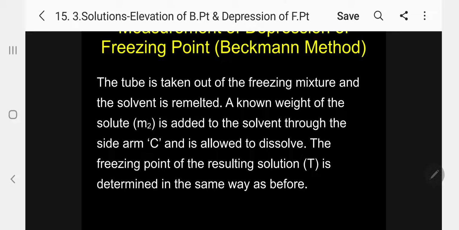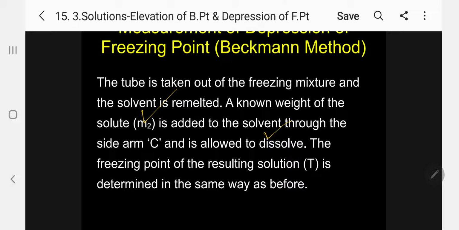Cool it. And now, a known weight of solute, M2 gram, is added through the side arm into the inner tube, and is allowed to dissolve with the stirrer. It should be completely dissolved. Now it becomes a solution. Now the freezing point of the resulting solution, T, is determined in the same way as before. Again you fix the inner tube over the outer tube, place the outer tube again in the freezing mixture, and repeat the procedure.